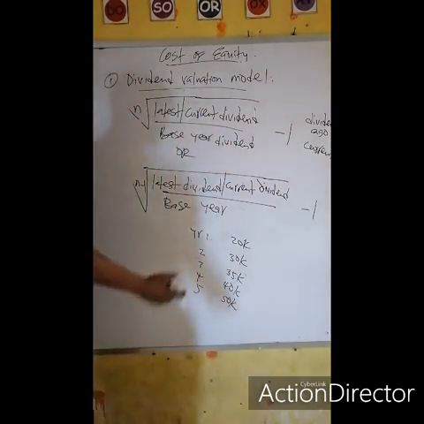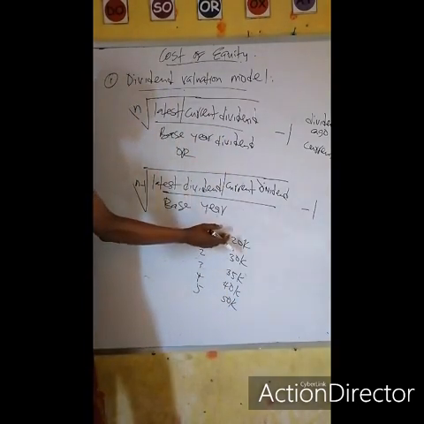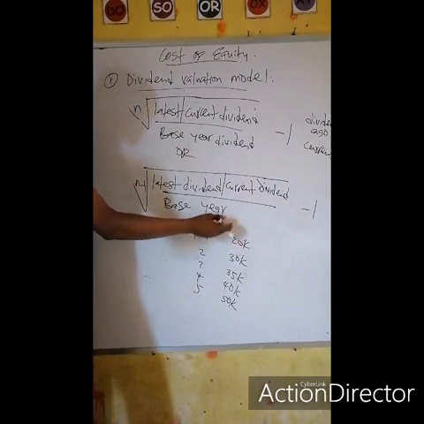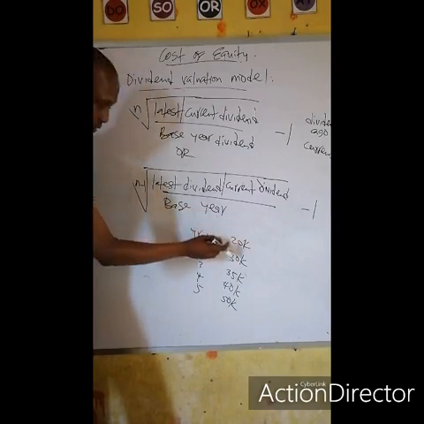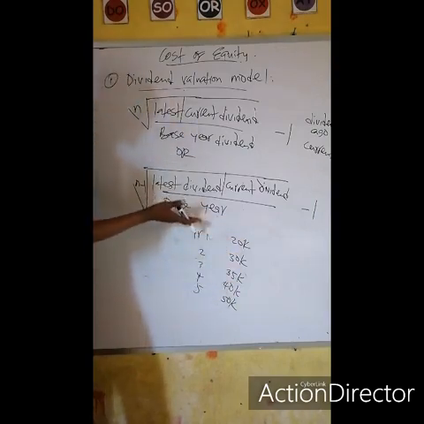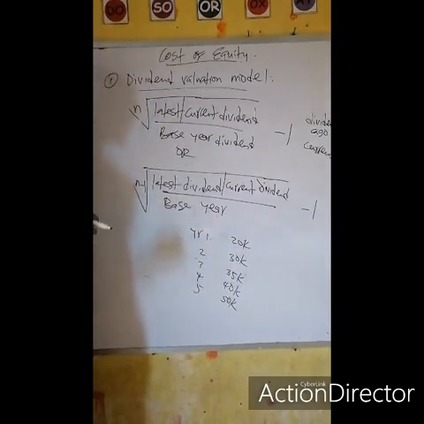In this case, we can see that the dividend is given in tabular form. If the dividend is given to us in tabular form, this is the formula we are going to apply. And n is what? N is the number of years.